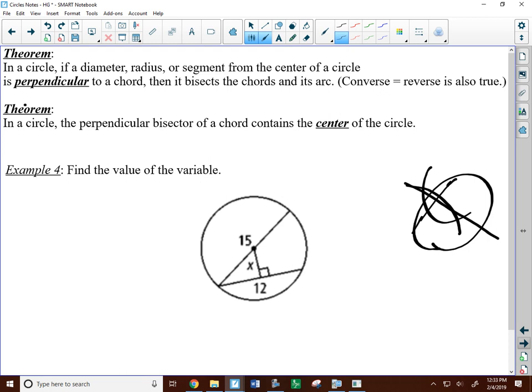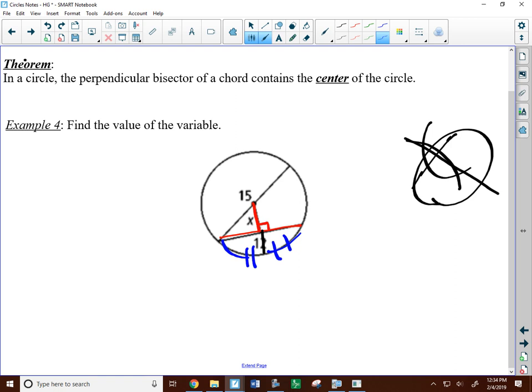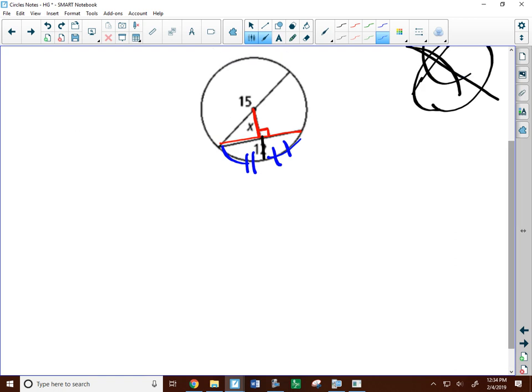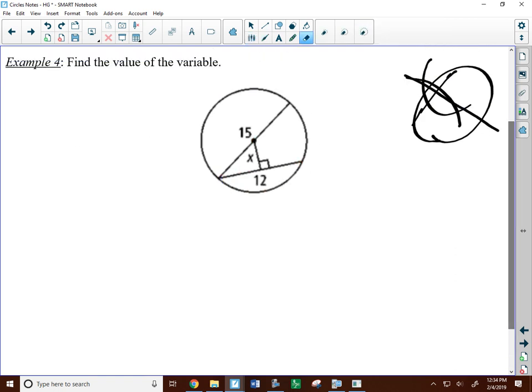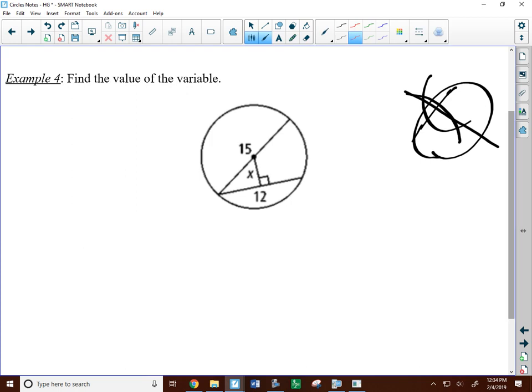So here's the theorem. If you have a circle, and you have any segment coming from the center, it could be a full radius, it could be a full diameter, or it could just be a segment that starts coming from the center. If you know that's perpendicular to the chord, so it's perpendicular, here's the chord, then it bisects the chord. And its arc, actually. So if this went further through, we would know that it bisects, and those arcs have been bisected. Okay. So if you have a segment from the center and it is perpendicular, then it bisects.